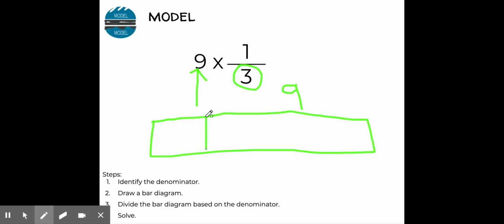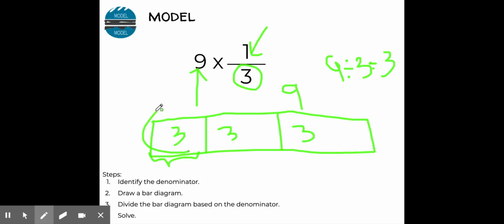I'm going to divide the bar diagram, which is step 3, based on my denominator. So I have 1, 2, 3. 9 divided by 3 is 3. So I'm going to put 3, 3, and 3. Now I'm going to solve based on my numerator. I'm only looking at one piece here. So 9 times 1/3 is equal to 3.